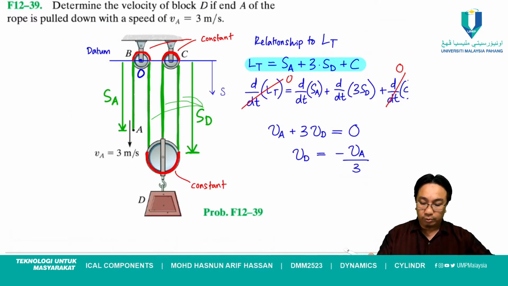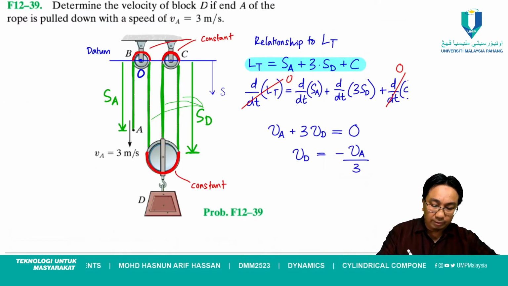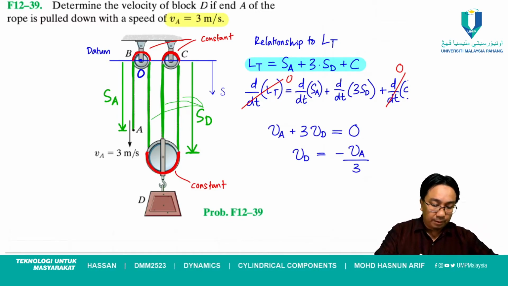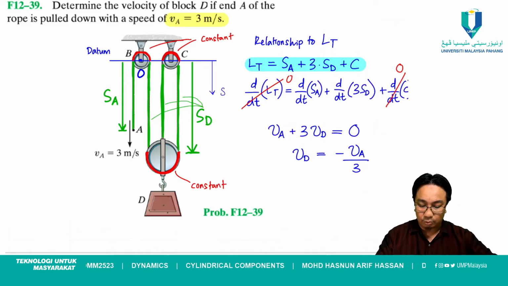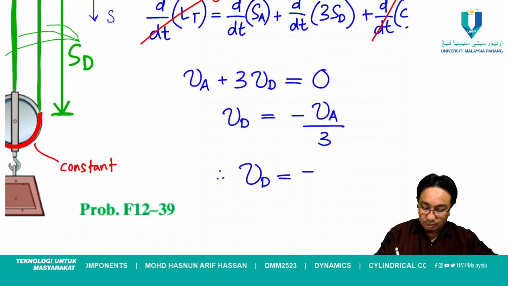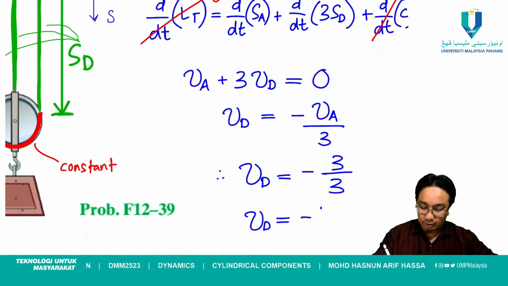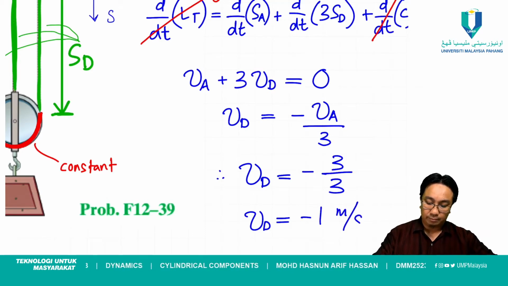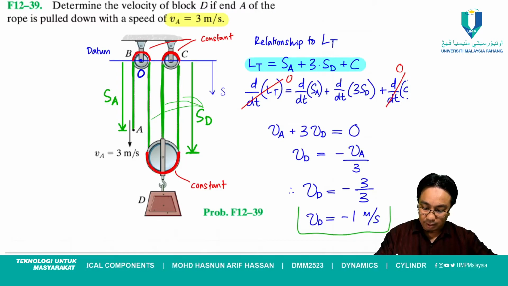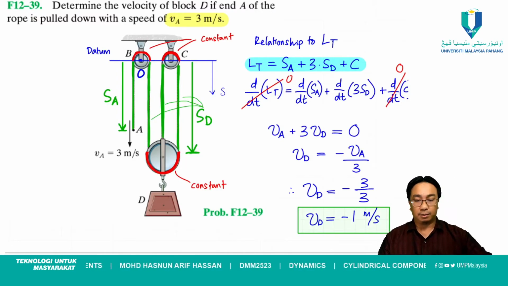So we know that VA is given here. VA is given 3 meter per second. So then what we do is just to substitute the value lah. Therefore, VD is minus 3 over 3. That is equal to VD is equal to minus 1 meter per second. Okay, that will be the answer, minus 1 meter per second.